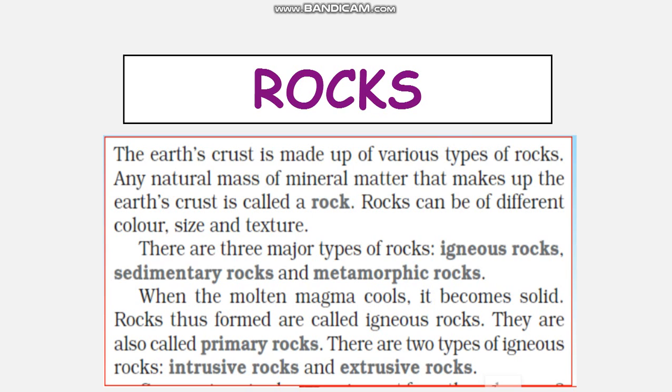Now let us come to rocks. Now what are rocks? The earth's crust is actually made up of various types of rocks. Many types of rocks. Any natural mass of mineral matter that makes up the earth's crust is called a rock. Rocks also can be of different colors, sizes, textures. There are three major types of rocks, which are igneous rocks, sedimentary rocks and metamorphic rocks. Now let us learn about them in depth.